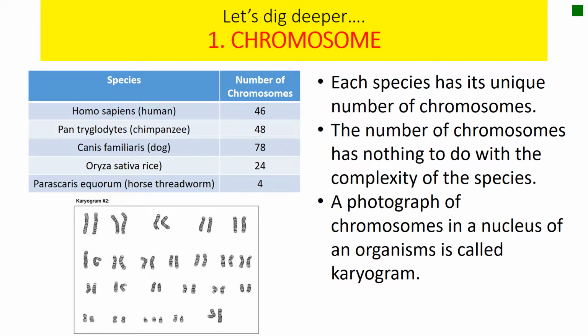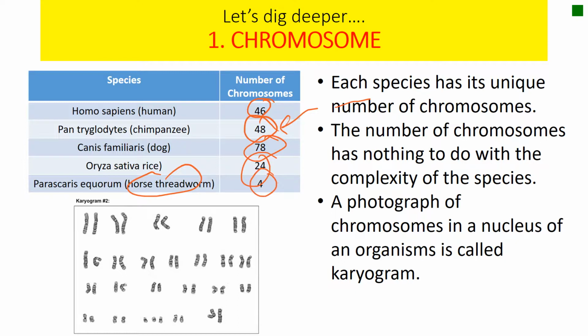And there is also a fun fact about the number of chromosomes. Each species has its unique number of chromosomes. So you can see in this table, humans have 23 pairs, which means 46. Chimpanzee 48, dogs 78, 24 in paddy or rice, and then in a worm and a horse, there are only 4 chromosomes. All right.